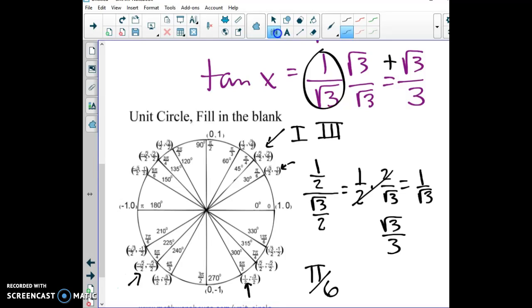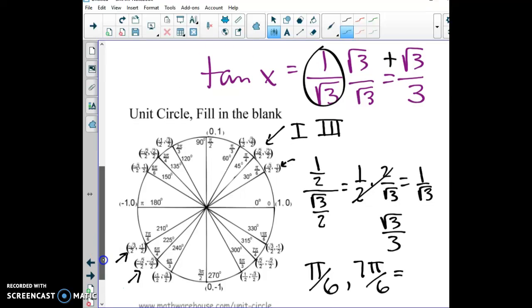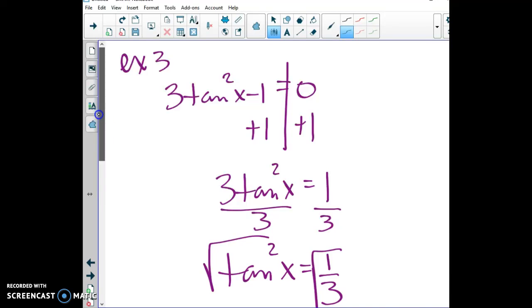So let's look in quadrant 3, and we're looking for square root of 3 over 2 and 1/2. We see that square root of 3 over 2 and 1/2, except this time they're both negative. So we can see that pi over 6 and 7 pi over 6 would be our two angles. Notice that they are pi apart. From pi over 6 to 7 pi over 6, they have a difference of pi units. So that is example 3.